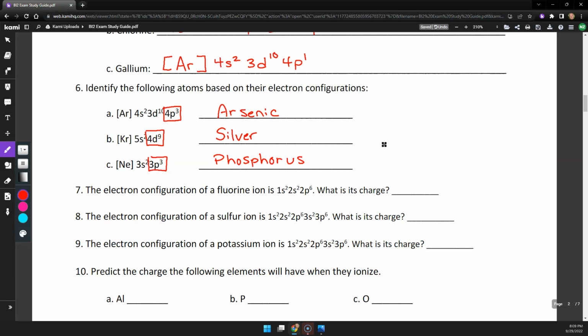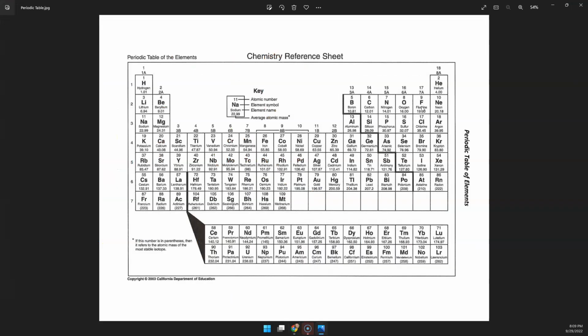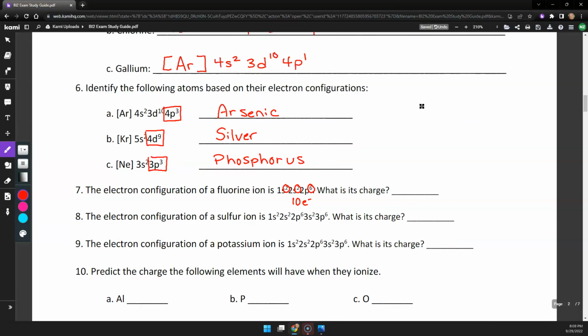Number 7. The electron configuration of a fluorine ion is 2, 4, 10. So there's 10 electrons here. Fluorine normally, if you look here, has 9 electrons. So an atom of fluorine has 9 electrons. So it went from 9 to 10. Instead of a neutral atom where you have 9 electrons and 9 protons, we now have 10 electrons and 9 protons. So since we have one more electron, our charge is going to be -1.